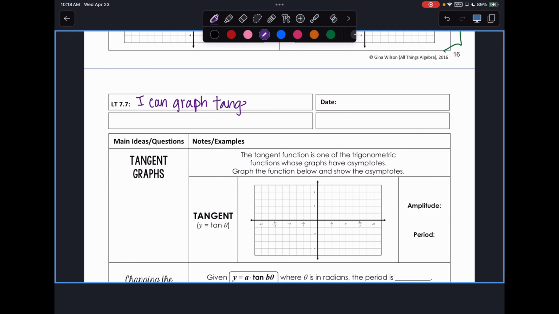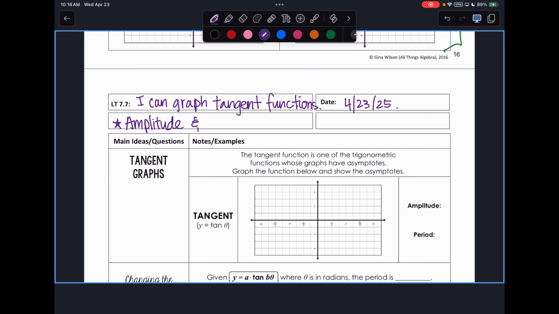Tangent functions. Okay, so today's date is 4/23/25. Now I need you to remember in all the graphing, you have to have the amplitude and the period stated.